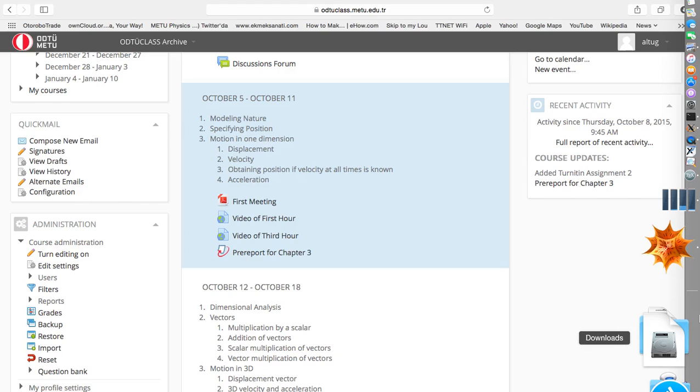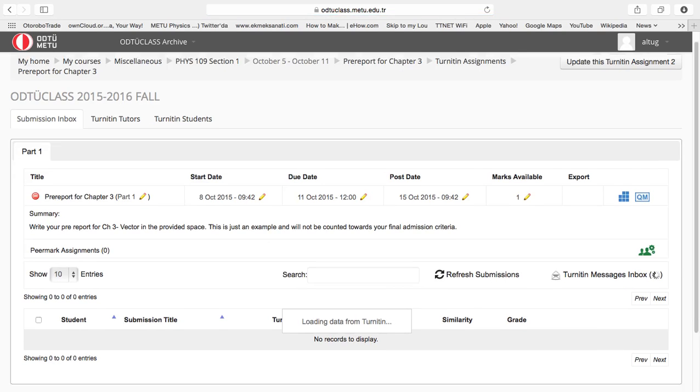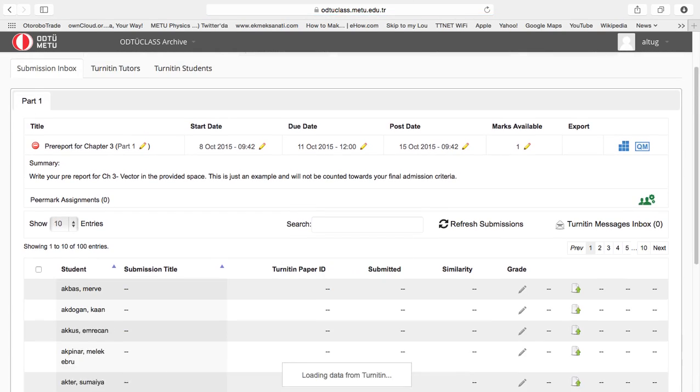And there is now a prayer report, one of the first prayer reports. Well, this is just an exercise, let's say. I will not count it towards your final grade. If you want to give it a try and see how it works before the actual thing starts, you can just try this one. And when you click on this, okay, this is more or less what you should also see.